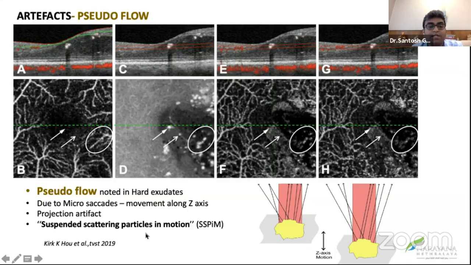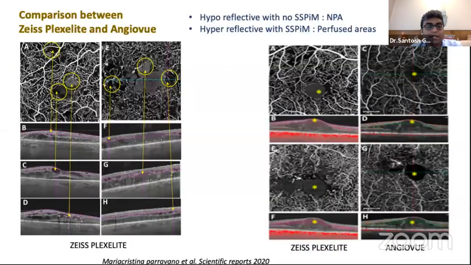So these are called suspended scattering particles in motion. These are not flow areas; these are areas which do not have flow, but these are hard exudates or something which give rise to a false impression of flow. So this is a latest article which compared the Zeiss Plex Elite and AngioView. Zeiss Plex Elite is an SSOCT, this is an SDOCT.